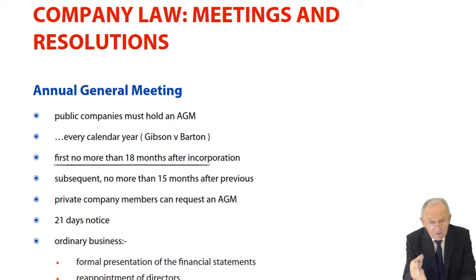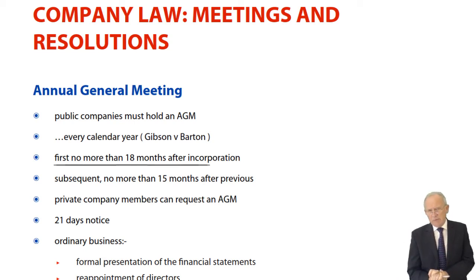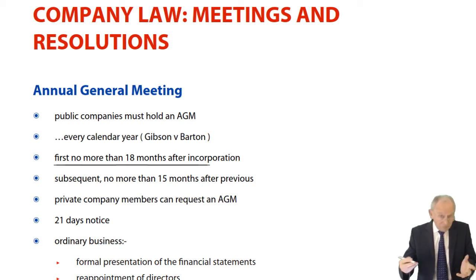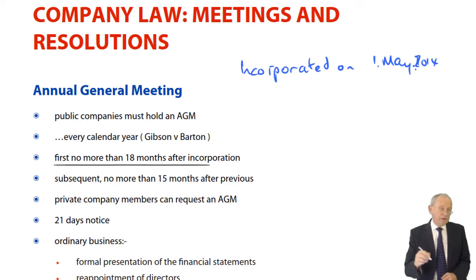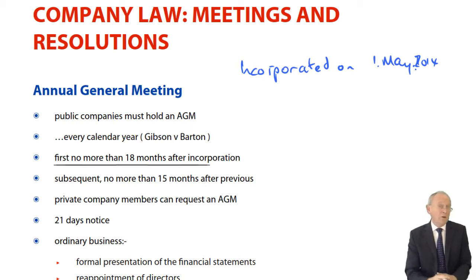So there we have it. 18 months is the maximum time. Again, that's not strictly true, but we'll move on. 18 months is the maximum period between incorporation and the first annual general meeting, and then a further 15 months beyond that. So just for interest, let's say that we have a company that was incorporated on 1st of May 2014. Can you tell me what is the latest date that this company may hold its second annual general meeting. Just think about that. Just get a scrap of paper and work it out. The latest date on which this public company may hold its second annual general meeting.